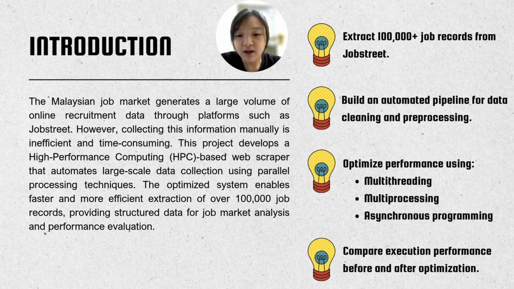By applying parallel processing techniques, our system can efficiently extract more than 100,000 job records for further analysis. On the right side are the objectives of our project that we want to achieve. We aim to collect over 100,000 job records, build automated data cleaning and pre-processing pipelines, optimize the crawler using multi-threading, multi-processing, and asynchronous programming, and finally compare the execution performance before and after the optimization to evaluate the effectiveness of these techniques.